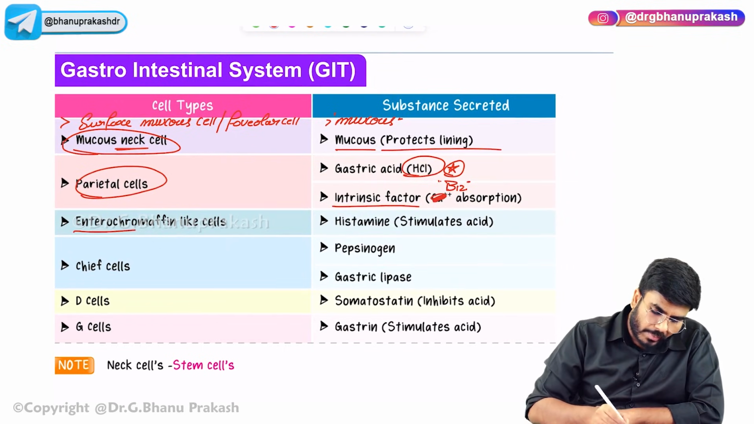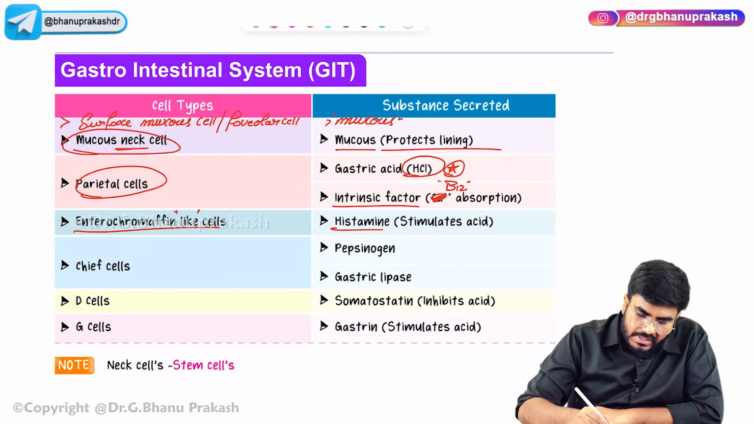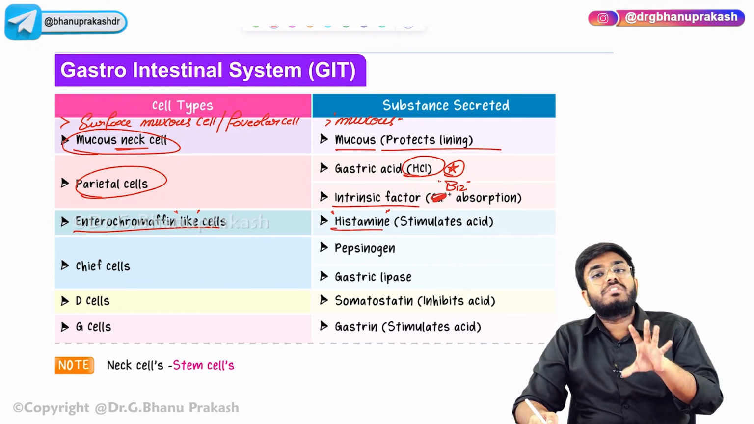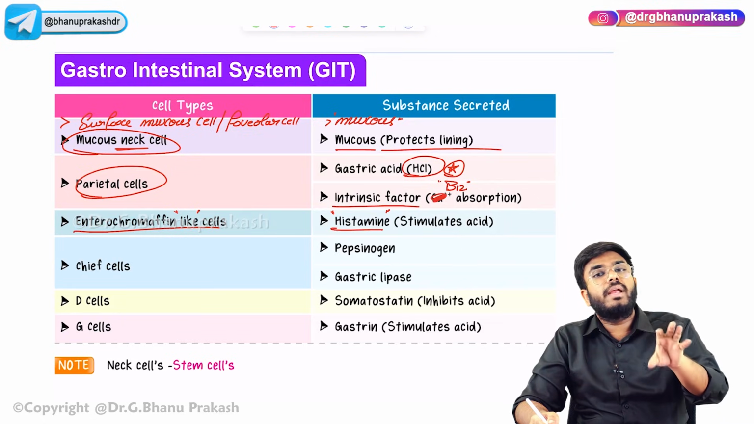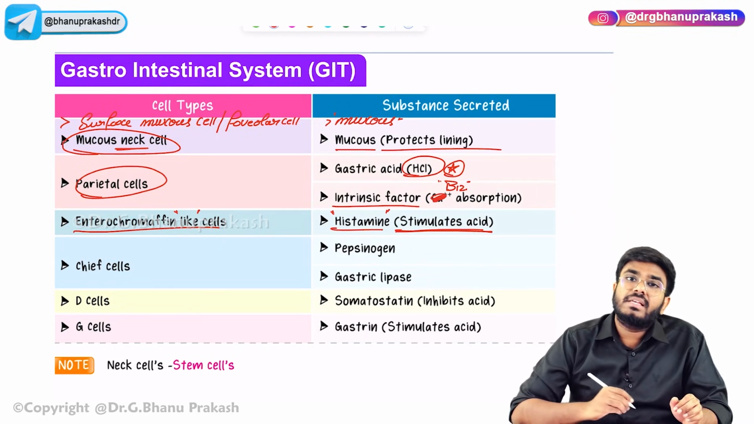Next, enterochromaffin-like cells. These are not enterochromaffin cells. Enterochromaffin-like cells produce histamine. What is the role of this histamine in the stomach? It will go and stimulate the parietal cells to release the acid. So, histamine stimulates the acid release.